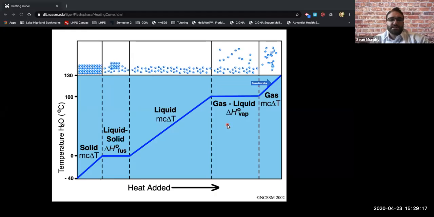Greetings, everyone. Today we are going to talk about the heating curve of water. It's kind of a misnomer because, yes, we are talking about water, but it is not necessarily a curve. It's more of a zigzagged line.